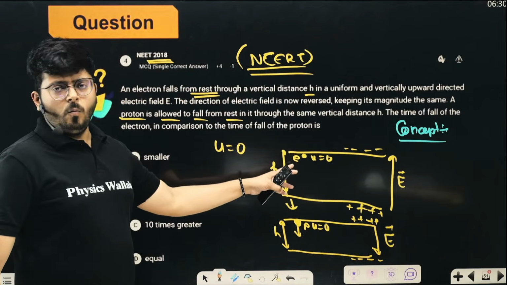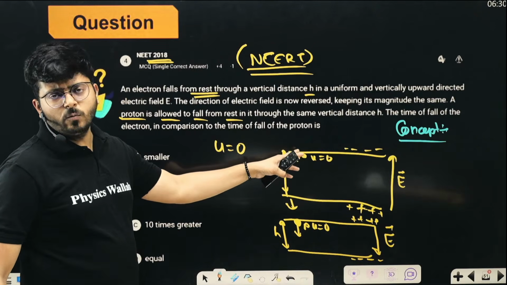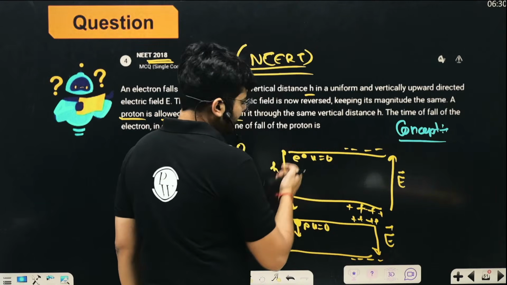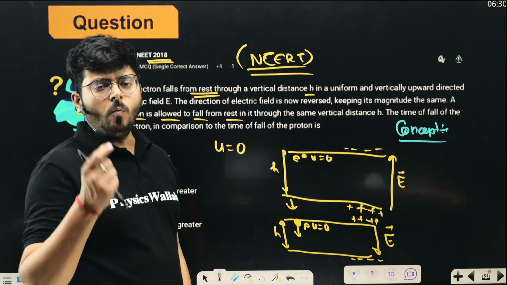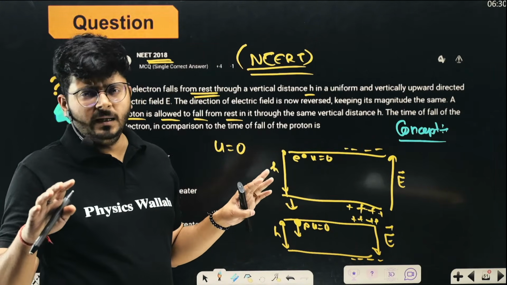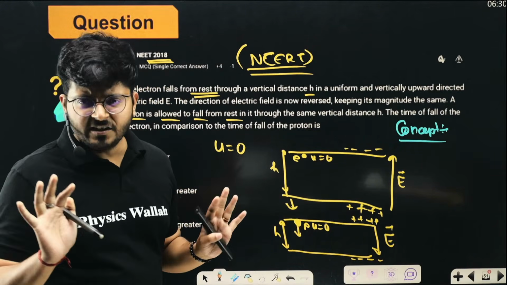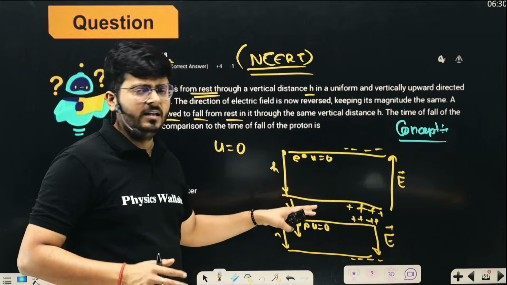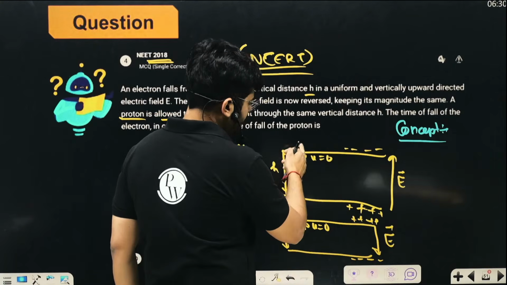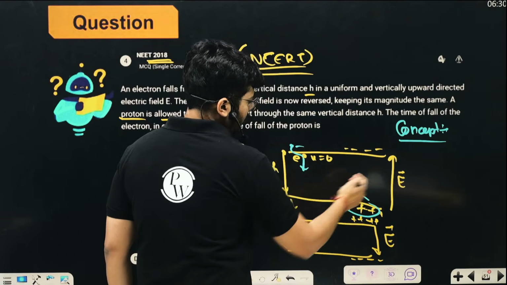My dear kids, what will decide the time of falling? First of all, we have to look at the net force acting on it. Initially, this is the electron. What will decide the acceleration? The effect of gravity can be neglected because the mass of these particles is so small. We can neglect gravitational force and assume only electrostatic forces are there. Since the electron is a negative charge, it will be attracted towards the positive side, opposite to the electric field, right?